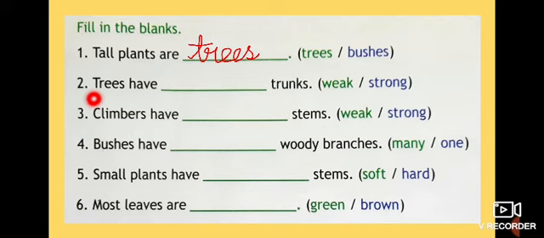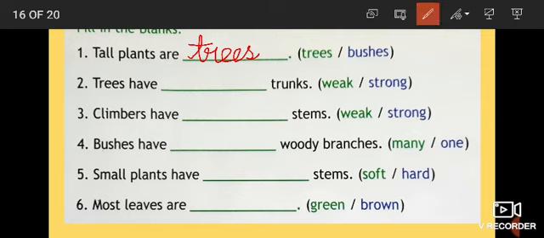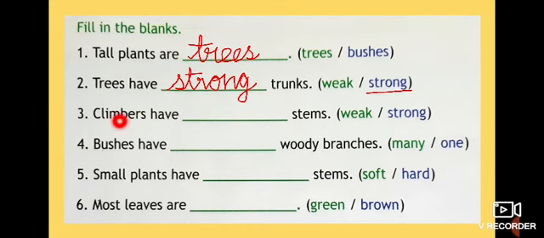Number 2. Trees have dash trunks. W-E-A-K, weak, or S-T-R-O-N-G, strong. Yes, trees have strong trunk. Good. Strong. What's the spelling for strong? Look at here and tell me the spelling. S-T-R-O-N-G. Strong. And look at the third one.